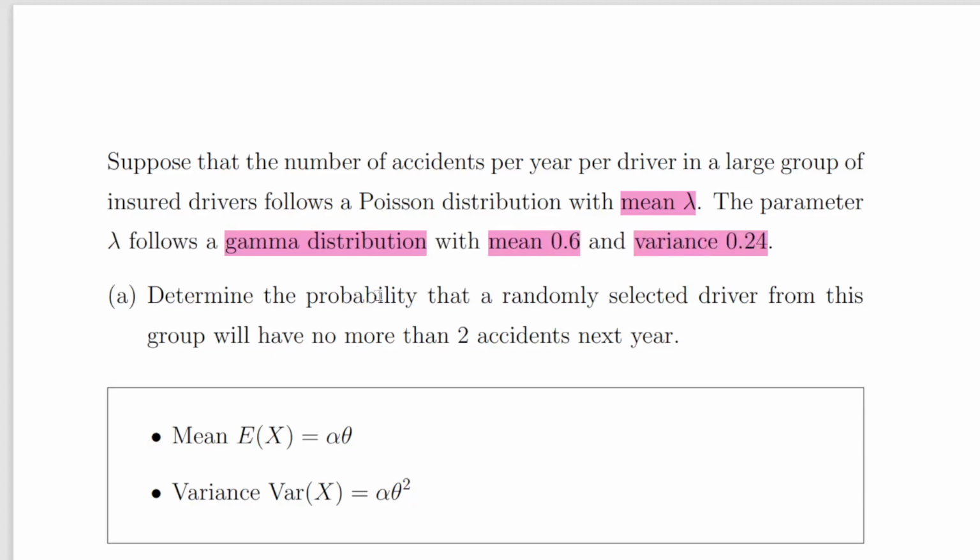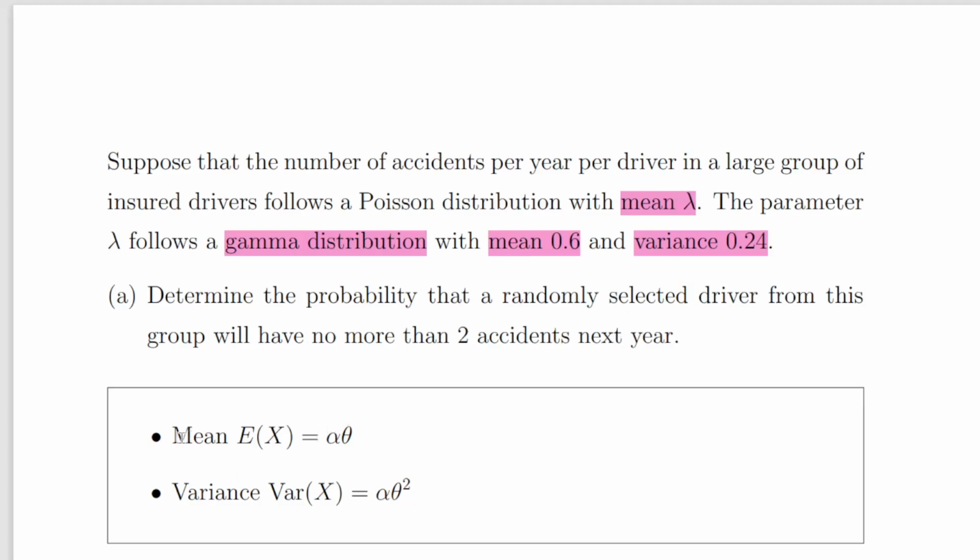Determine the probability that a randomly selected driver from this group will have no more than 2 accidents per year. So that's a straightforward enough question. No more than 2, so that means 0, 1, or 2.